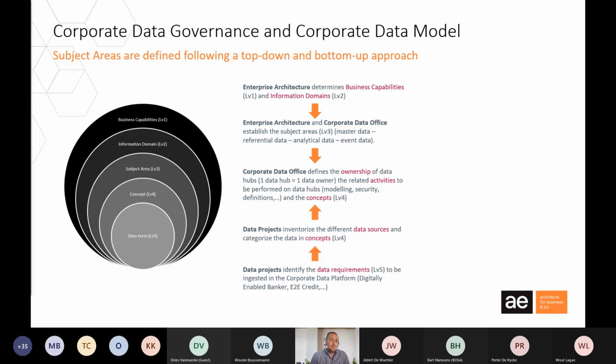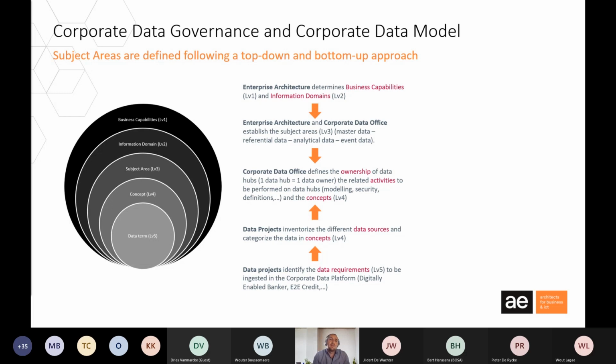And when we started with the definition of the corporate data model, and this is a picture that you also saw in the PowerPoint of Wouter, we defined that this corporate data model actually has 5 different levels. And from an enterprise architect point of view and corporate data office point of view, we were responsible for delivering the first 3 levels: business capabilities, the information domains, and the subject areas.